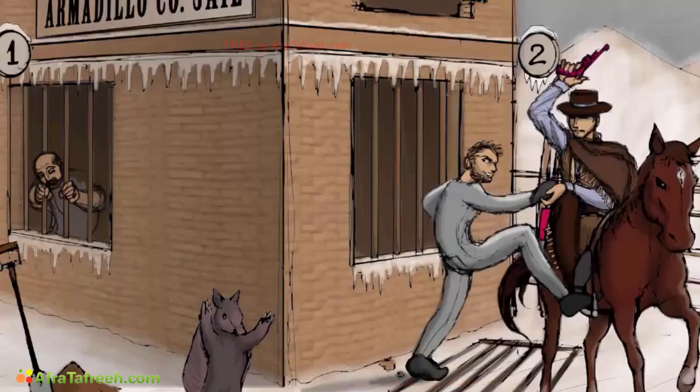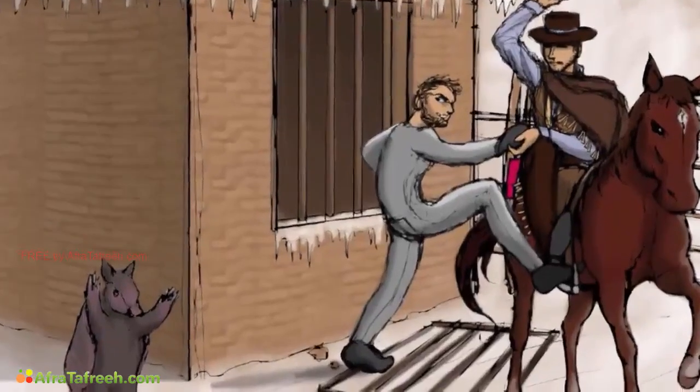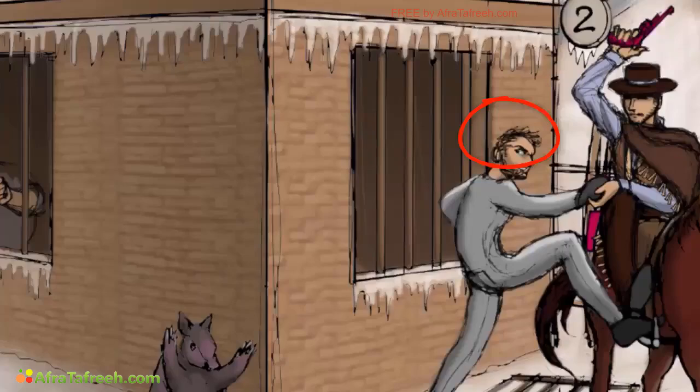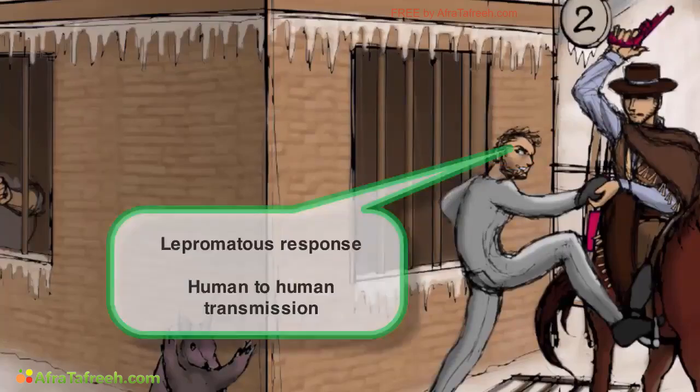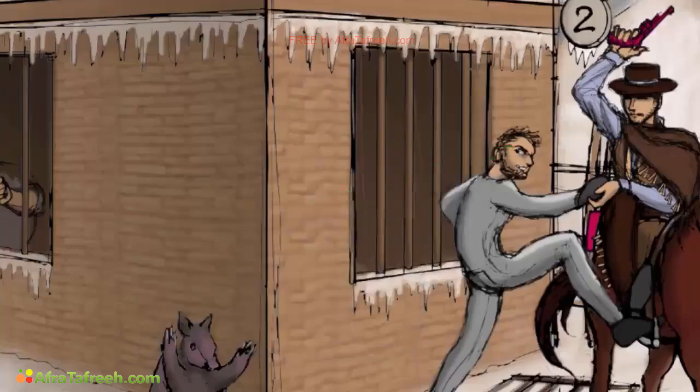But the exact mode of transmission still isn't actually known, but it's been theorized that it could be via respiratory droplets. To remember that Lepromatous leprosy has human-to-human transmission, just remember the escaped prisoner reaching out to grab our acid-fast gunslinger as he is about to jump on the back of his horse. He helps his friend escape from jail, and in return, his buddy gives him leprosy.